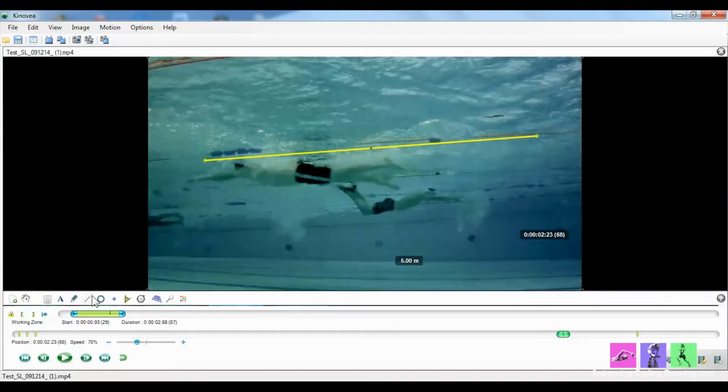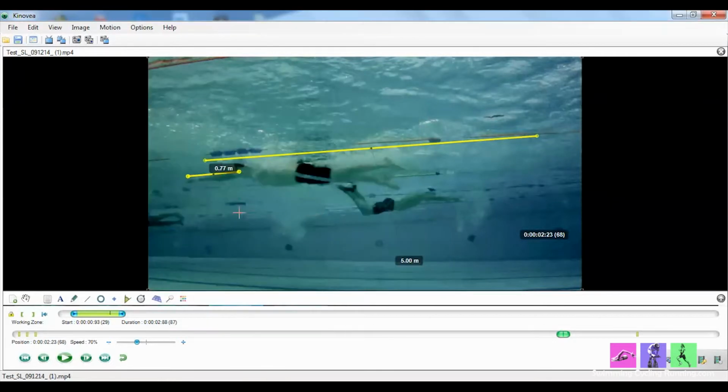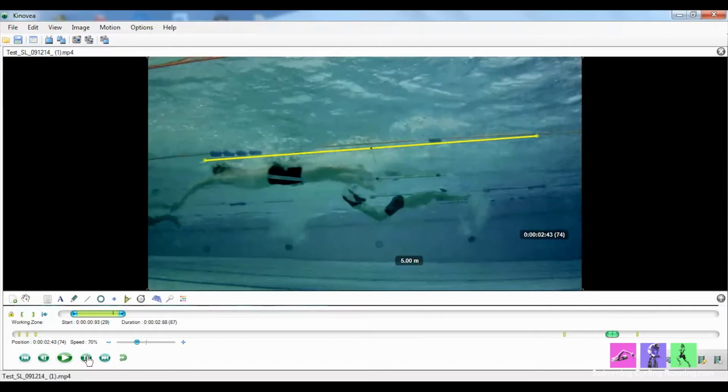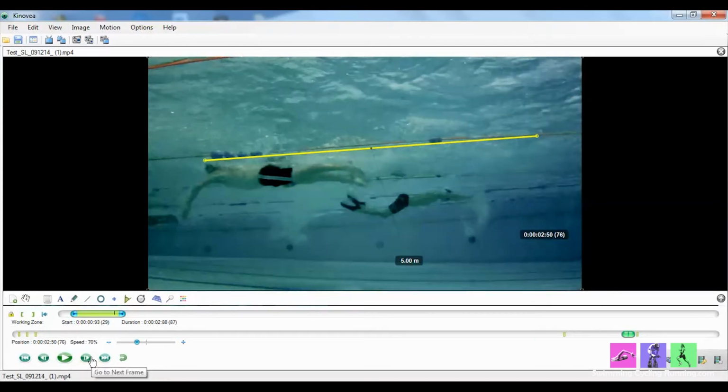So what we're going to do is take a measurement of that, and we'll take it from his shoulder all the way to the front of his stroke, level, and we'll look at that measure: it is 0.77 meters. So we'll fill that in as 0.77. We're looking at his stroke length, remember. And now we'll get rid of that, and we'll take his stroke slightly too far. No, that was about right.